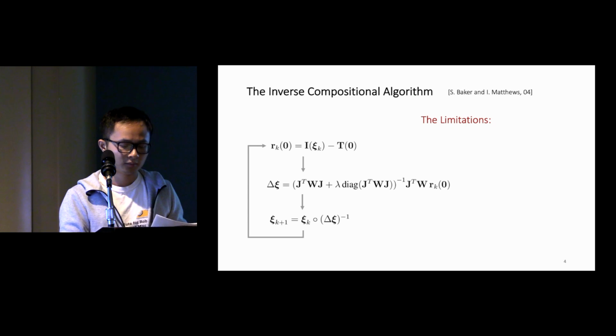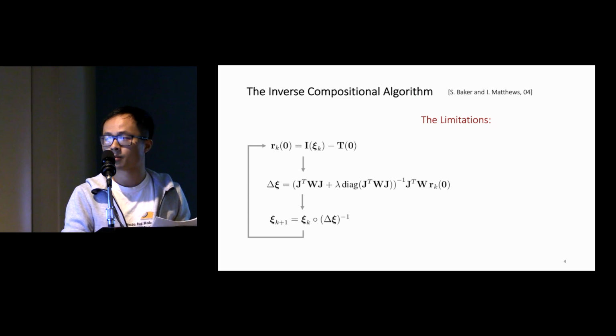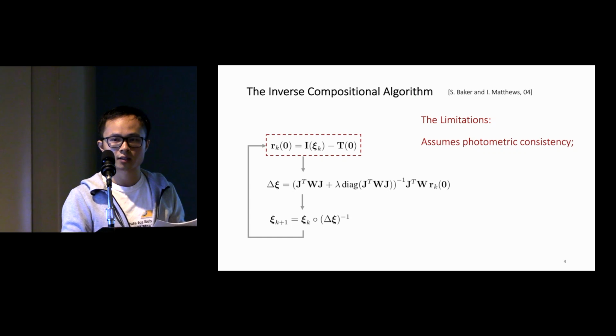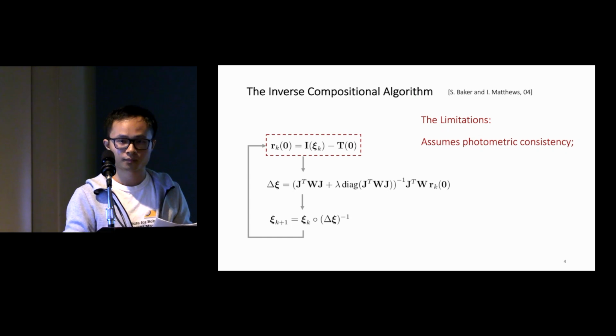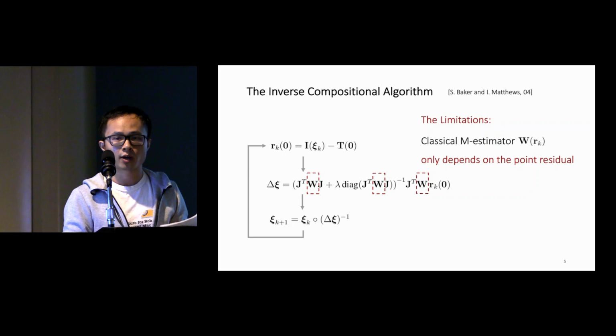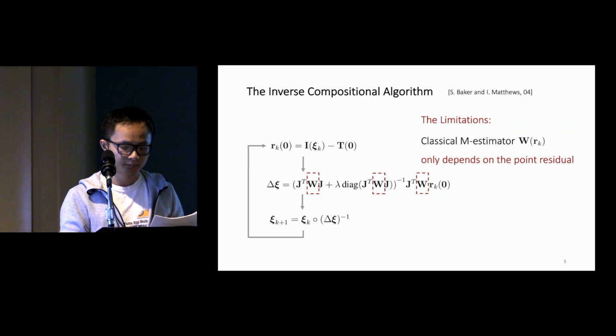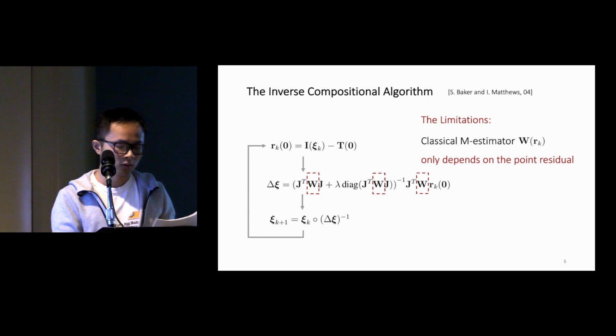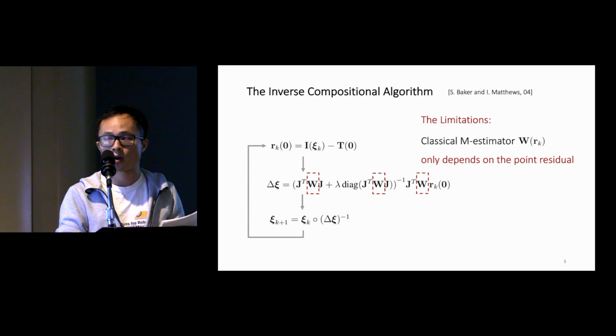Despite being popular, the inverse composition algorithm has a number of important limitations. The objective assumes photometric consistency, which may not hold in practice. High-frequency noises or textures may break the linearization step and make the resulting Jacobian less informative. The weight matrix is often derived from the classical robust M-estimator. In this formulation, the weight of a datum depends on the point residual, which may not address context in the high-order information.